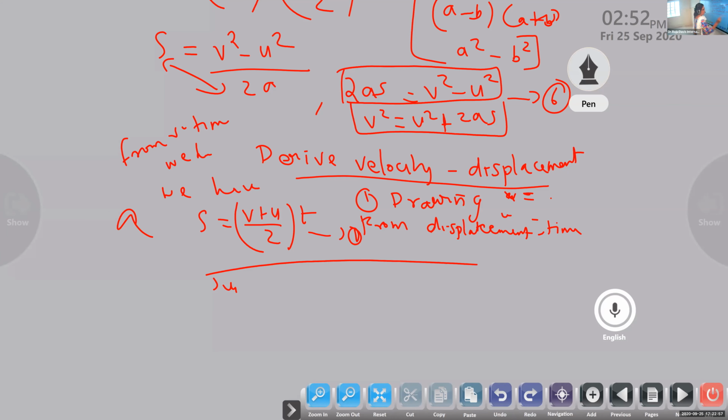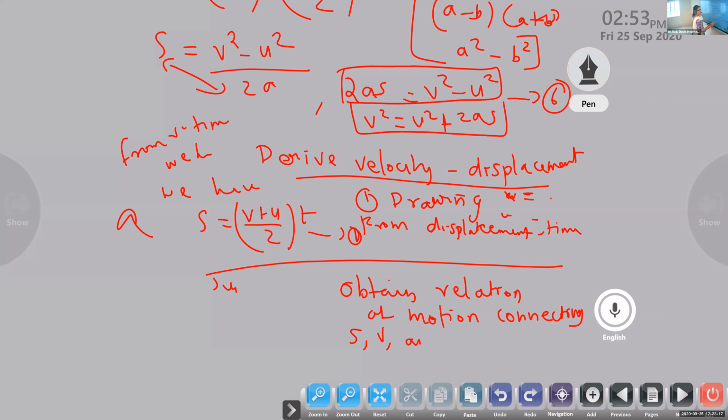Sometimes I can ask you to obtain. These are the phrases we use in the physics board exam. Obtain the relation of motion connecting S, V and U. That is another frame of question. If you say that, you have to derive only this again.